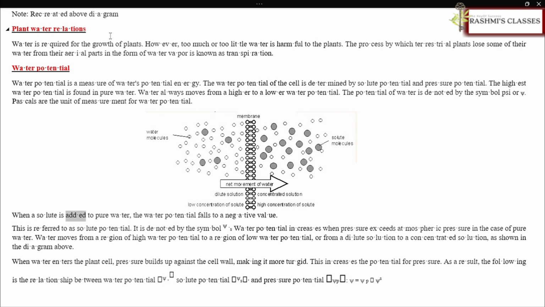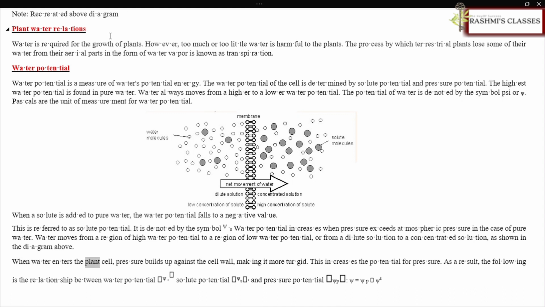When a solute is added to pure water, the water potential falls to a negative value. This is referred to as solute potential. It is denoted by the symbol psi s. Water potential increases when pressure exceeds atmospheric pressure in the case of pure water. Water moves from a region of high water potential to a region of low water potential, or from a dilute solution to a concentrated solution, as shown in the diagram above.